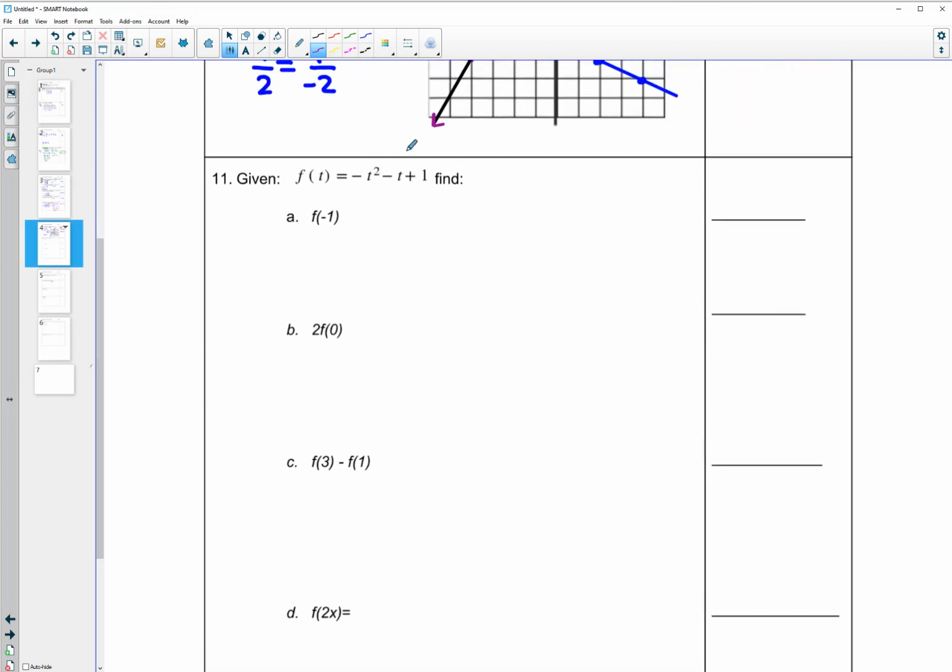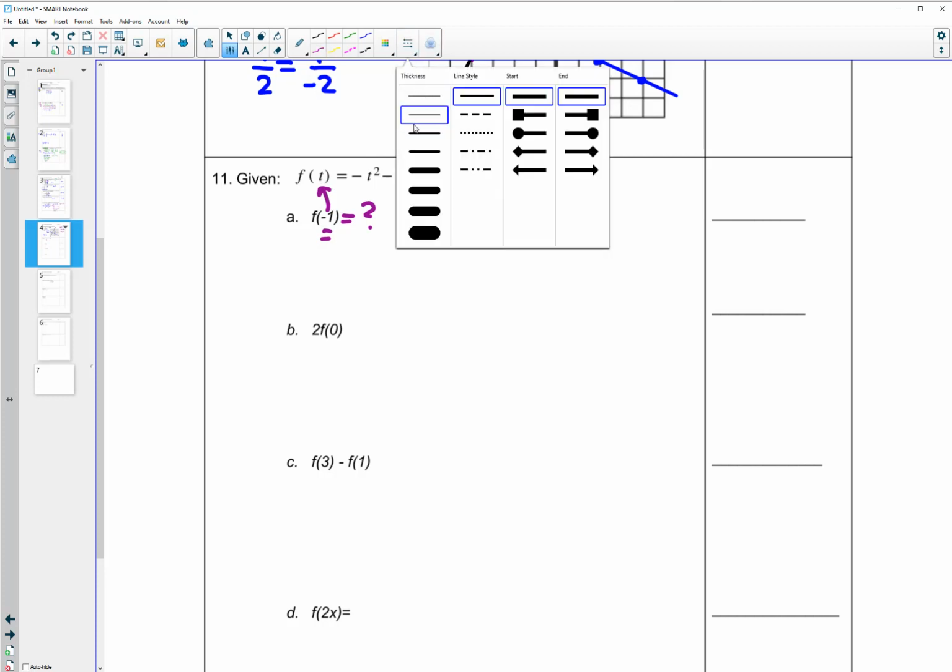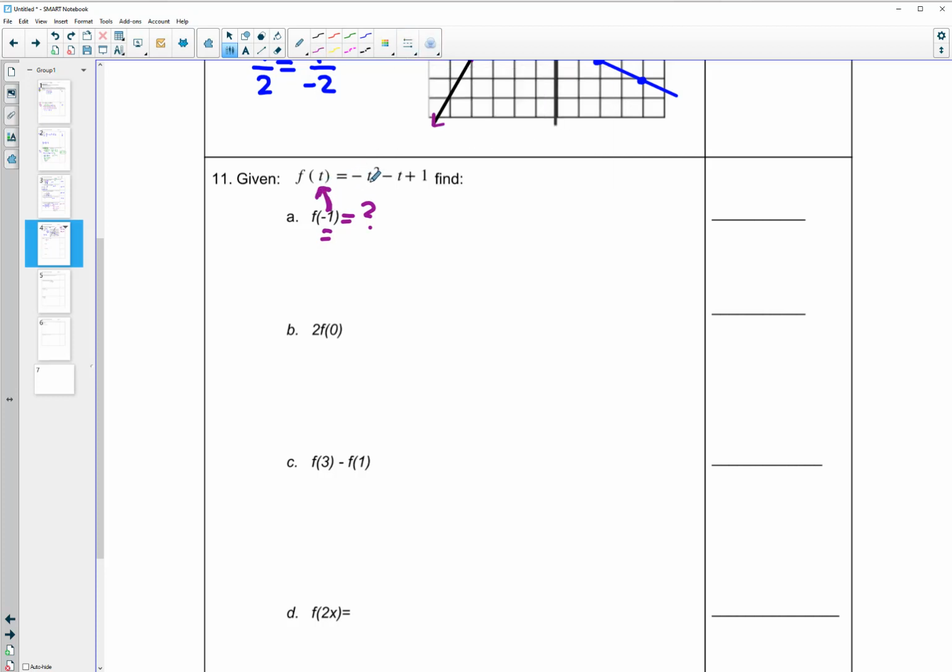Okay, function notation, right? Excuse me. What does this mean? This means when x is -1, what is f, right? So in other words, if I put a -1 in here, that means I put a -1 in all the t's and we see what happens, right? So f of -1 means what is the y value, right? When the x value, it's really t in this case, but when the independent variable is -1. All right, well, we just substitute in -1.